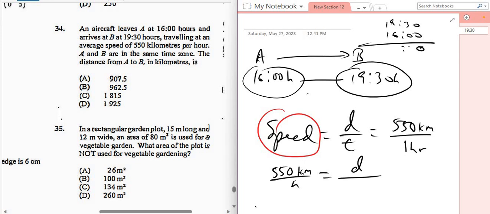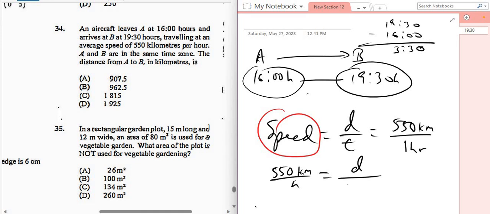Subtract that, what do you get? 3. So that's 3 hours and 30 minutes, right? That's 3 hours and 30 minutes. Alright. The distance in kilometers is going to be what? I'm trying to figure out the best approach to this question. Okay. The time is actually 3 hours and 30 minutes.